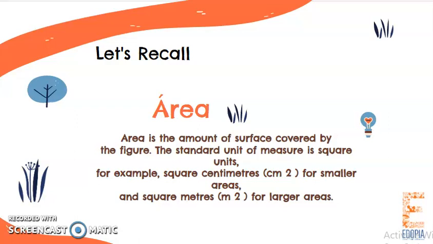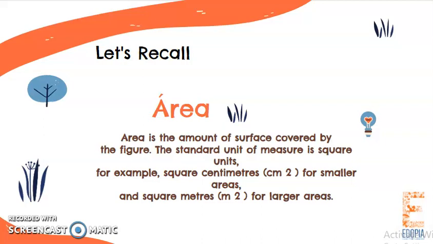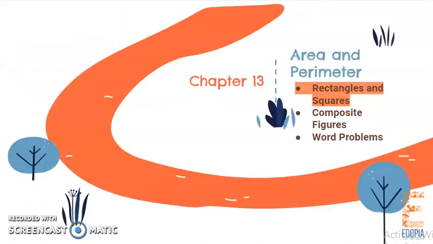The standard unit of measure is square units. For example, square centimeter for smaller areas and square meter for larger areas. To find the area of any shape, we use multiplication. All we have to do is multiply one side by another.